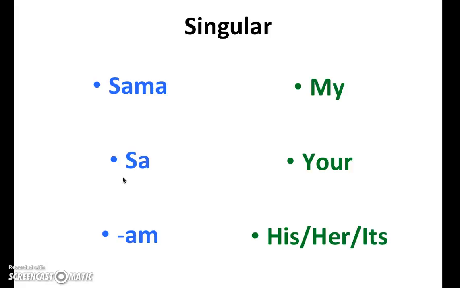What this means is that you have the noun and then the possessive structure. For example, when I say his mom, I'm going to say yayam. Mom is yai, his mom, yayam. We will see more clearly in the examples, but as an introduction: sama, my; sa, your; am, for his, her, and its. Sama, sa, am.